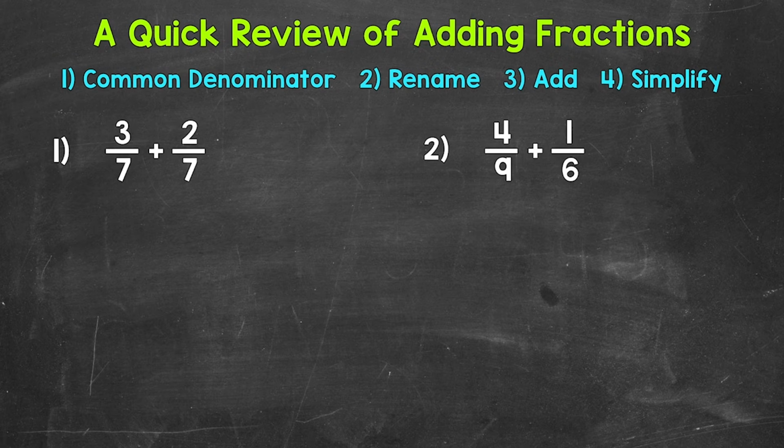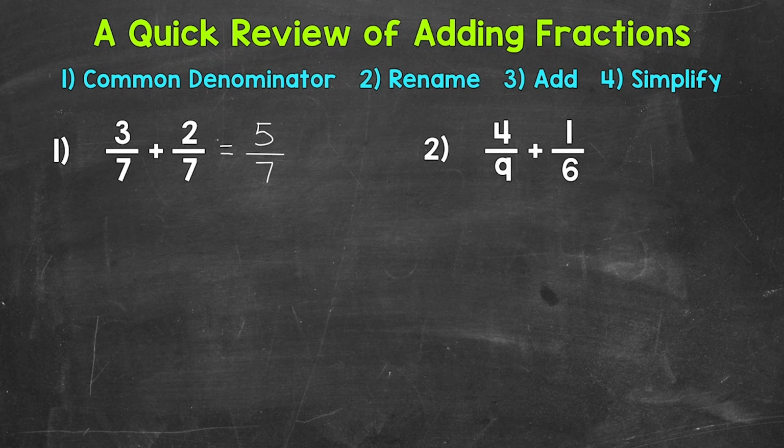Now, when we add fractions, we have to have a common denominator. So we always look to see if our denominators are the same. If they're the same, we can add. So in the case of number 1, we have a 7 and a 7 for our denominator. So we have a common denominator right away. That means we can add. So we add the numerators. 3 plus 2 is 5. So this is going to equal 5. And then we keep our denominator the same.